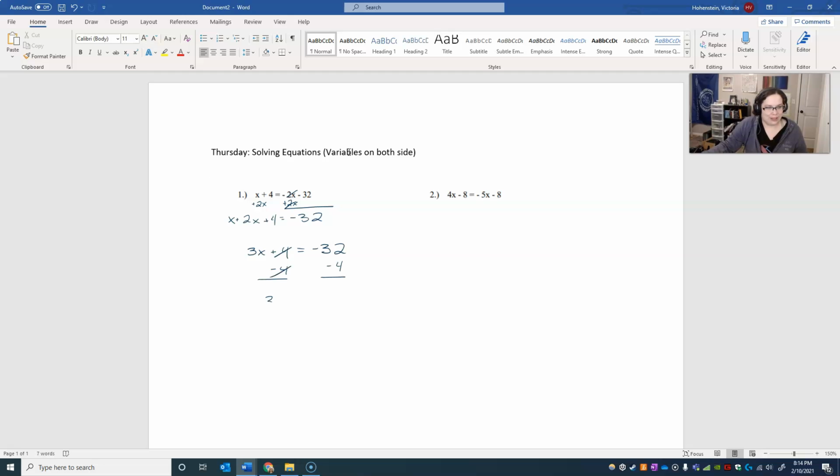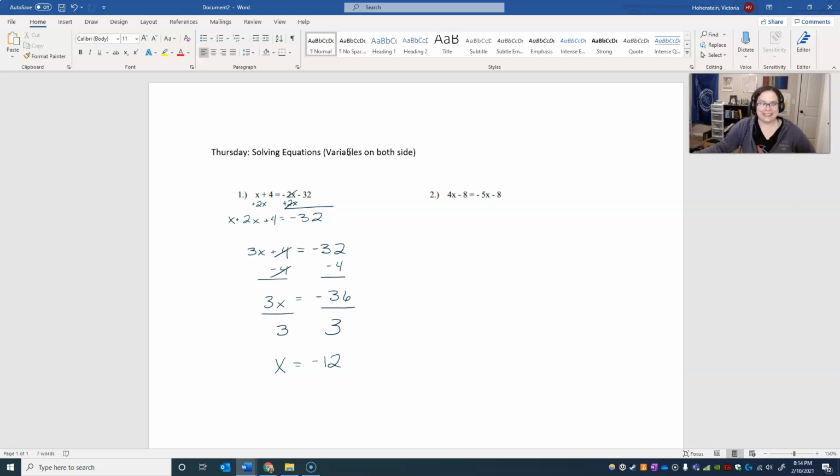And that gives me 3x equals negative 36. Last thing I need to do to get x alone is to divide both sides by 3. That gives me x equals negative 12. Let me work number 2 so you have another example.